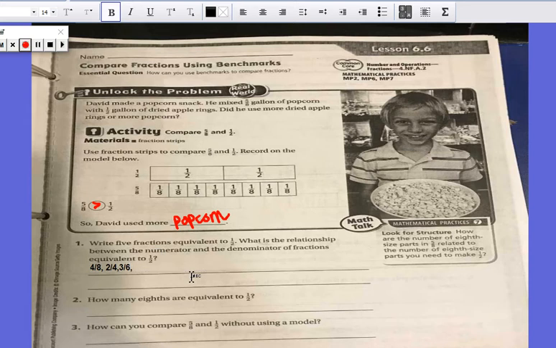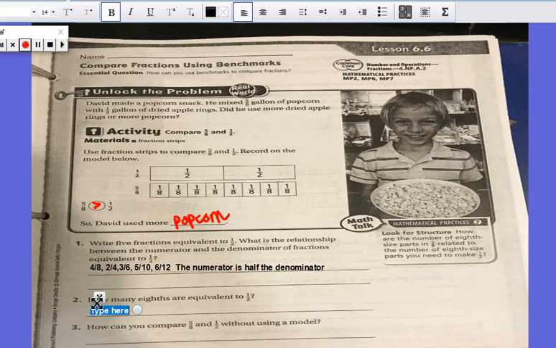Some more, and as I'm saying these, I want you to be building these. 5/10 would also be another one, so I want you to make that with your fraction tiles. And then also 6/12, make that one too so you can see it. If you take a look at the pattern here, the numerator, or top number, is half the denominator. Notice how the top number is always half of the denominator. 2's half of 4, 3's half of 6, 5's half of 10, and so forth.